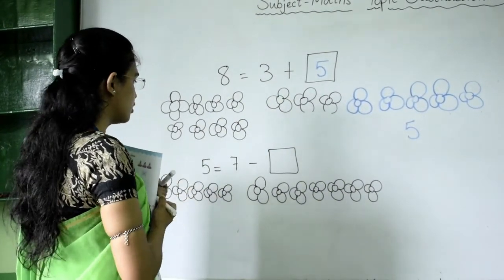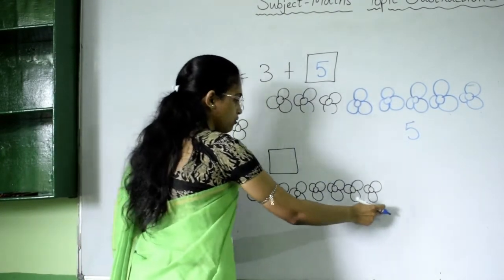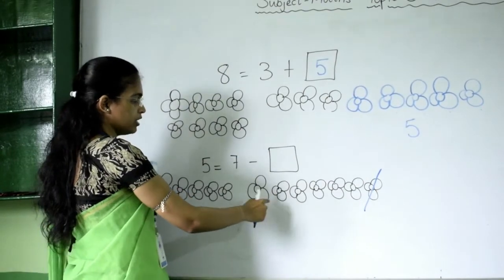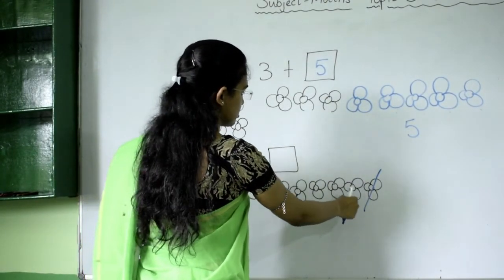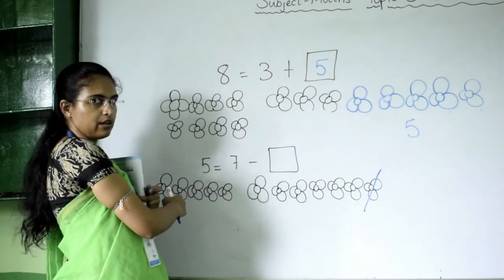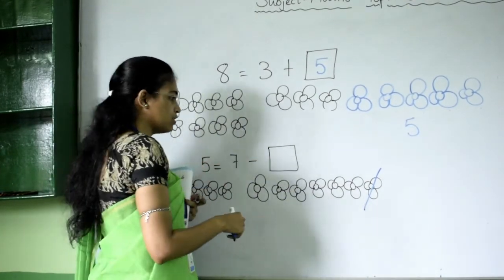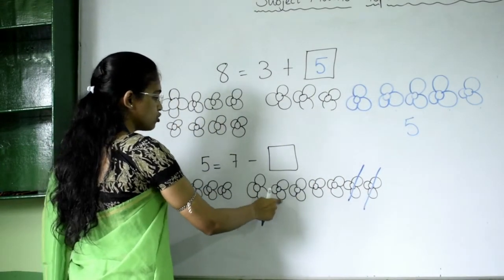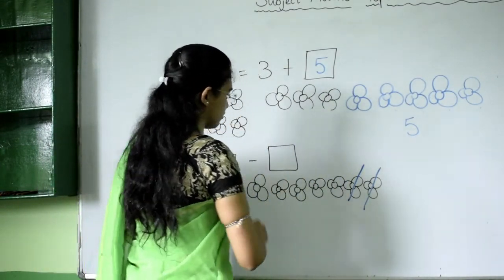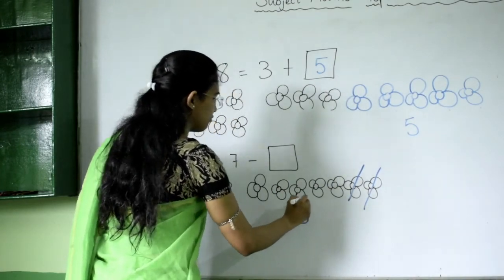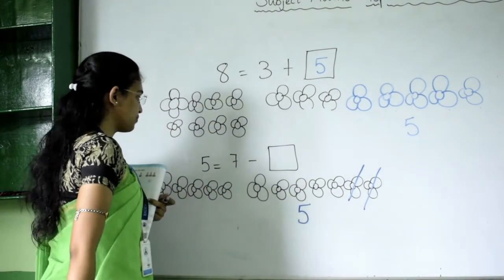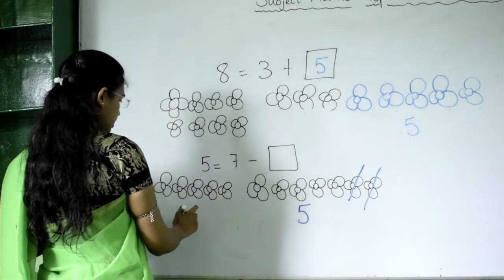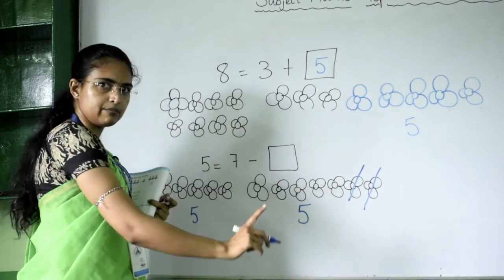Let's see. We have already 7 flowers. So if you cut 1 flower, then how many flowers are left? 1, 2, 3, 4, 5, 6. 6 flowers. But here it is 5 flowers. That means we have to cut another flower. If you cut another flower, how many flowers are left? 1, 2, 3, 4, 5. Now we have 5 flowers in this side and we have 5 flowers in this side. So both the sides are same now.